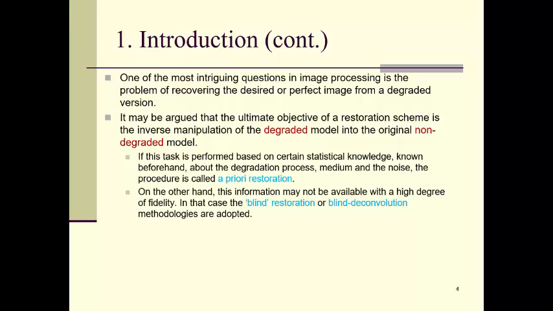Or on the other hand, this information may not be available to a high degree. So in that case, we will apply something called blind restoration or blind deconvolution. In this case, I will assume values for the H function, change the parameters of this H function, and make some sort of trial and error. Each time, for example, I will assume a new value and see what will happen, as you will see with the methods that we have just mentioned.